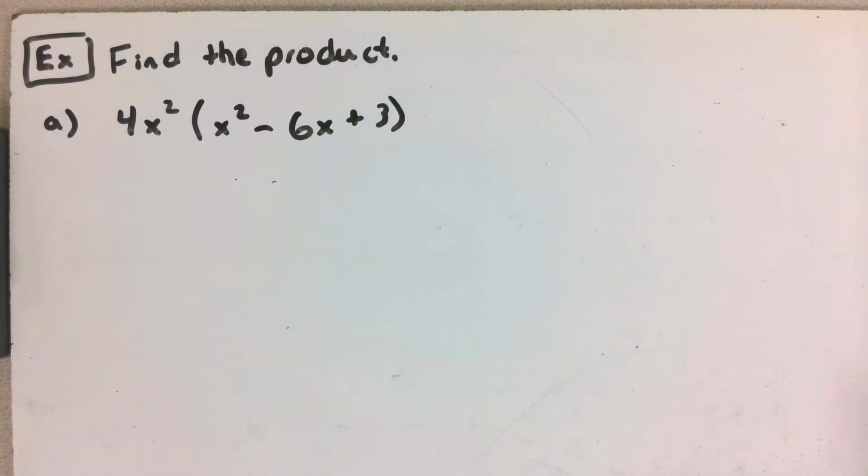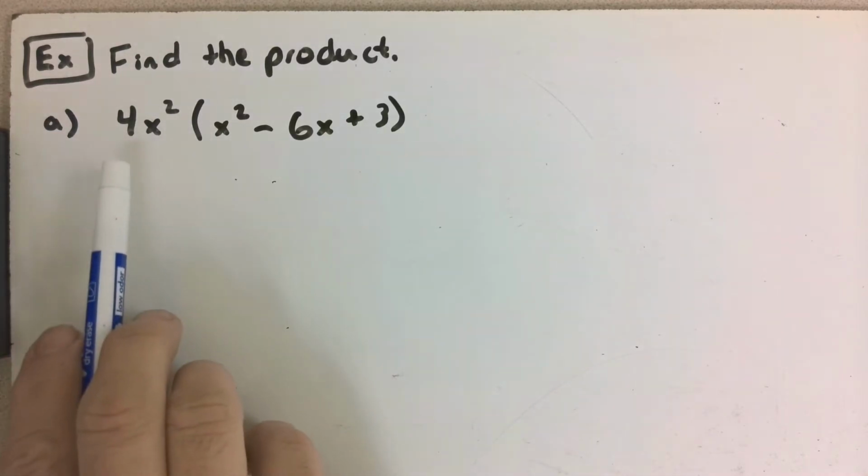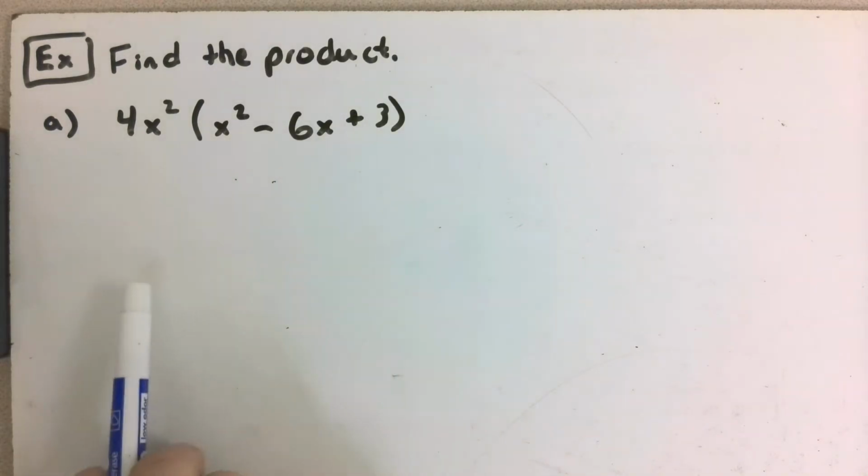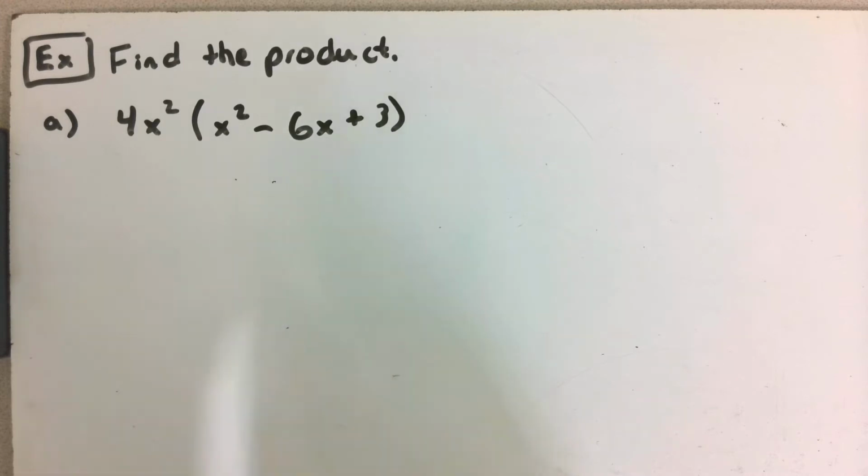For this example, we're going to find the product of some polynomials. If you take a look at this one, in front of our parentheses we have a single term. Inside the parentheses we have three terms. So we have a monomial times a trinomial.